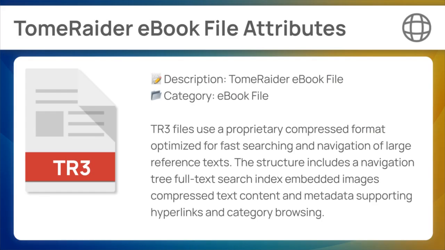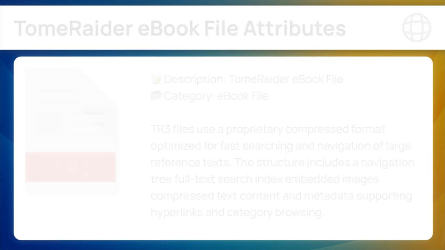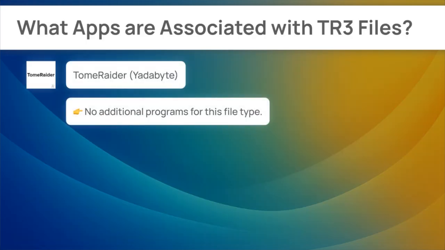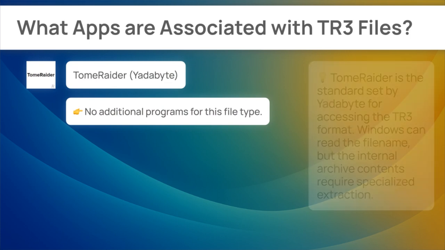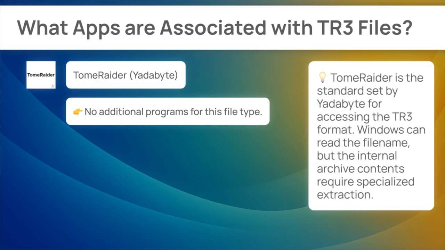The structure includes a navigation tree, full text search index, embedded images, compressed text content, and metadata supporting hyperlinks and category browsing. System file recognition for TR3 is optimized for TomeRaider by Yottabyte. The complex compression ratio is not supported by standard Windows decompression tools. Windows may identify the file type, but actual reading requires an ebook application.